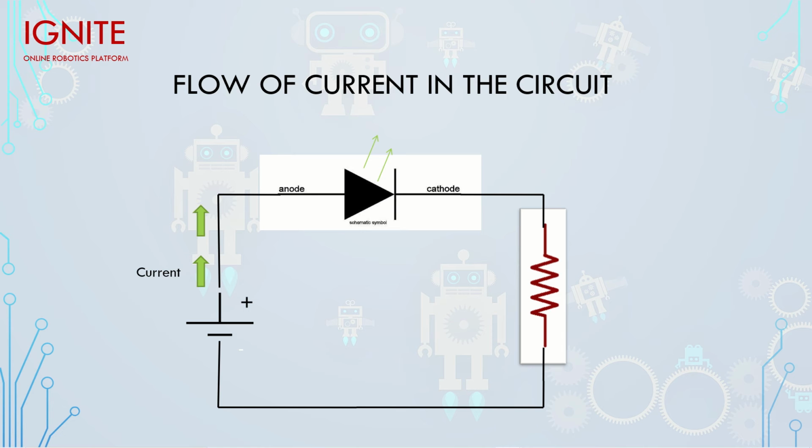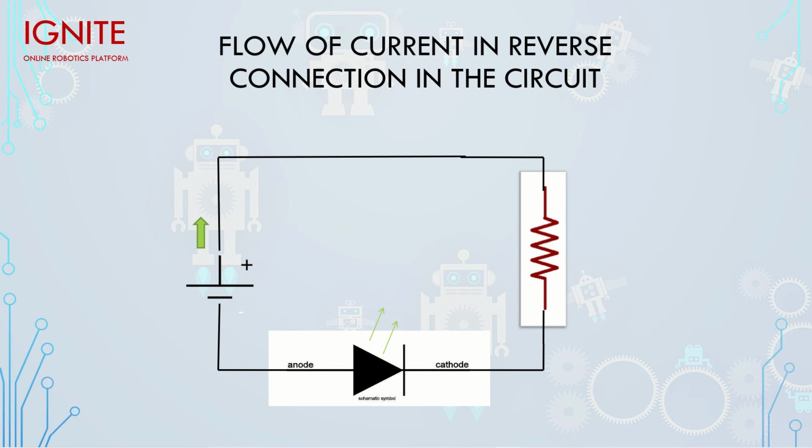Current will flow if you connect positive to the anode and negative through the resistor to the cathode. The current will flow like this, and the LED will emit light. That is correct. Now if you connect in a reverse manner, here if you see, positive is connected to the cathode and negative is connected to the anode. If you connect this way, the current will try to flow, but here it will get stuck. It will not allow the current to flow, and that is the reason the LED will not turn on if you do the reverse connection.